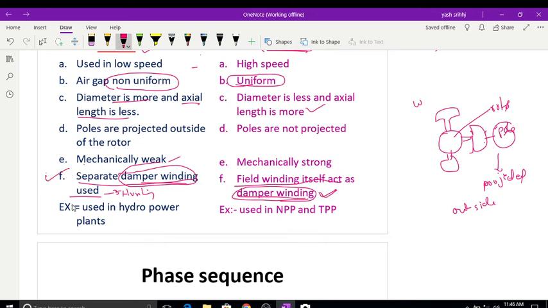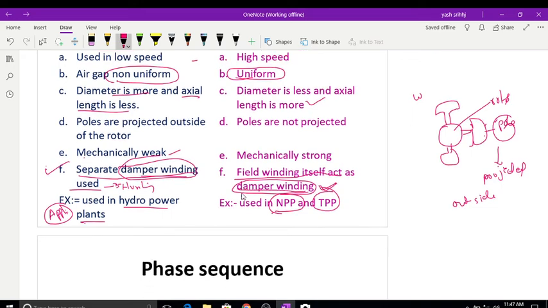If you look at the applications, the salient pole is used in hydro power plants, and the non-salient pole is used in nuclear power plants and thermal power plants where constant speed is required.